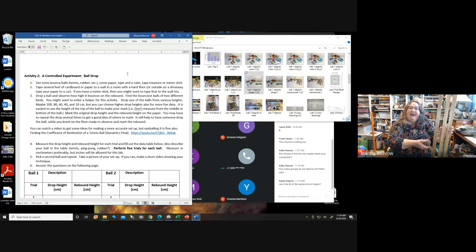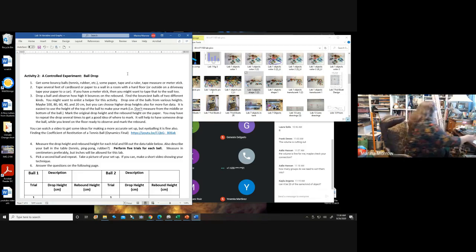You could have a tape measure or a meter stick and a piece of paper, so you can mark on the paper quickly as the ball comes up. Now, you may want an assistant for this. Maybe there's someone in your house who will help you drop the ball while you do the marking, or vice versa. So get some balls and perform the experiment.